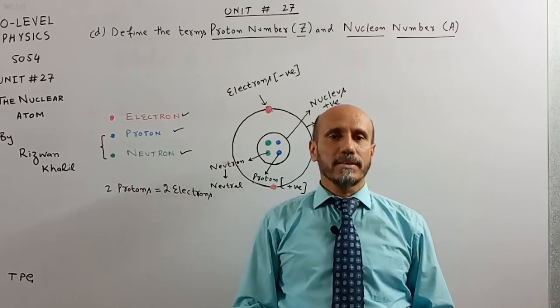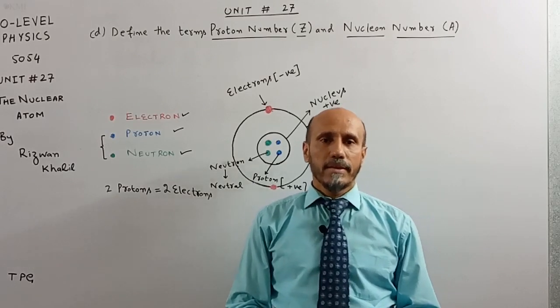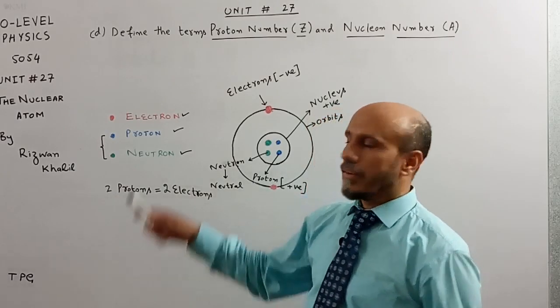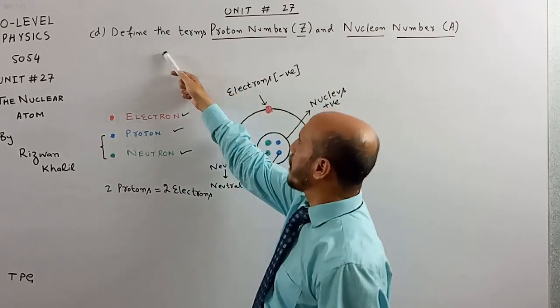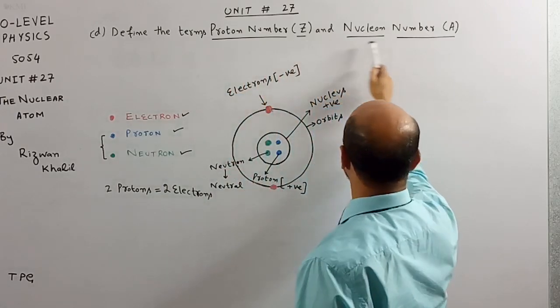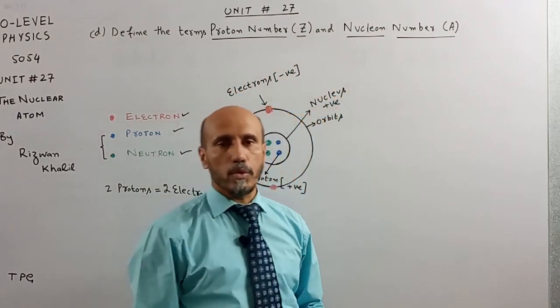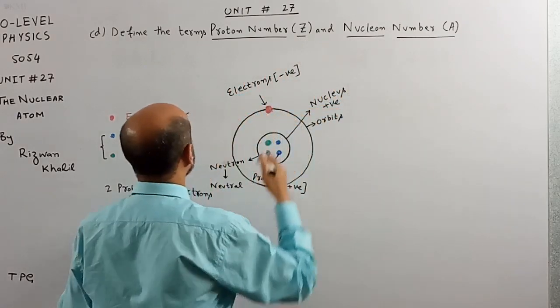Now we will discuss another learning outcome of this unit, that is learning outcome D, and this learning outcome states that define the terms proton number, that is Z, and nucleon number, that is A. So let's proceed towards this learning outcome.